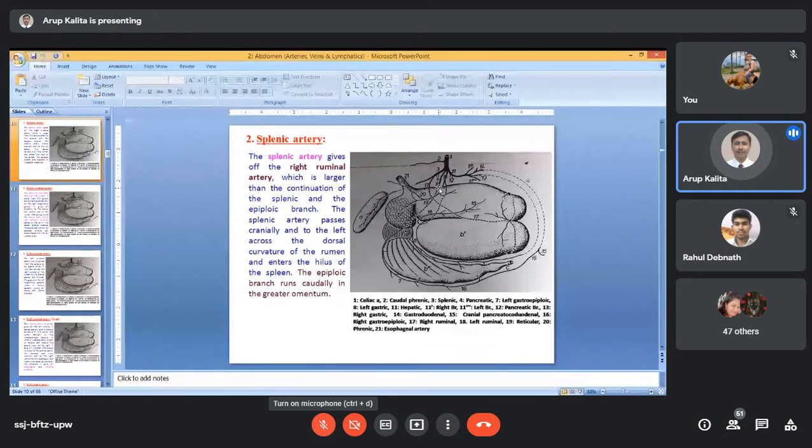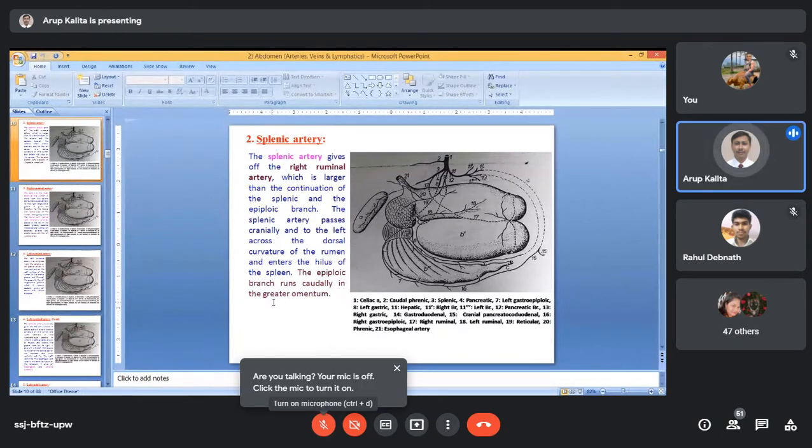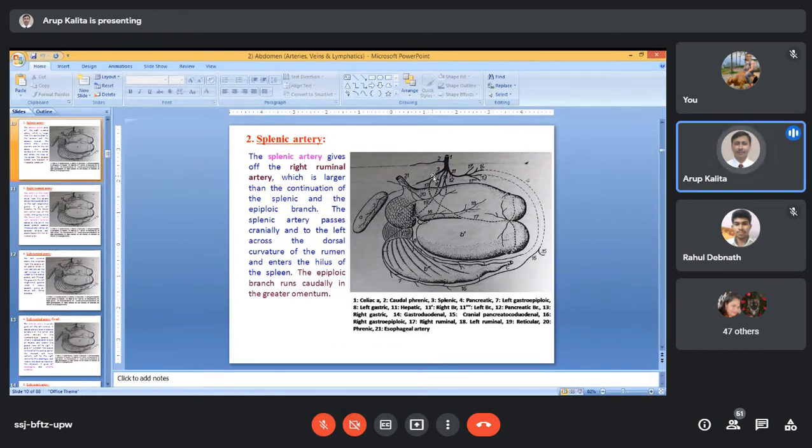The epiploic branch runs caudally in the greater omentum. I will show you the epiploic branch in the next phase. So first you go through the splenic artery. What are the important things you have to remember? The splenic artery arises from the celiac artery. It will give one branch to the right, known as the right ruminal artery. And after that, the splenic artery will supply the spleen. Enough. Okay?